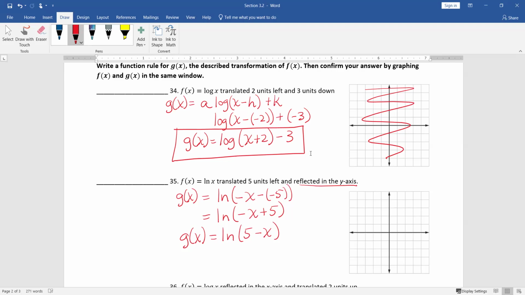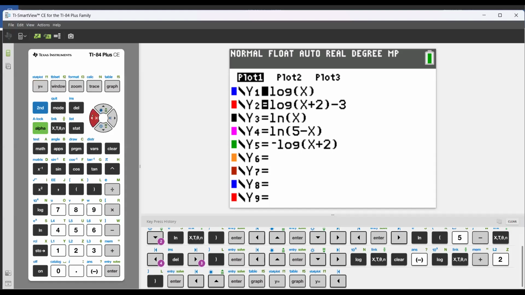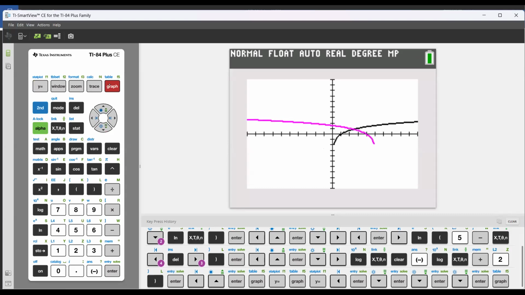All right, so in this case, let me go ahead and show you what it's going to look like when you graph it. Let me go back to my y. These are the ones we want to look at. Graph. So the black one is my parent function, and the pink one is my g of x, my translated function.